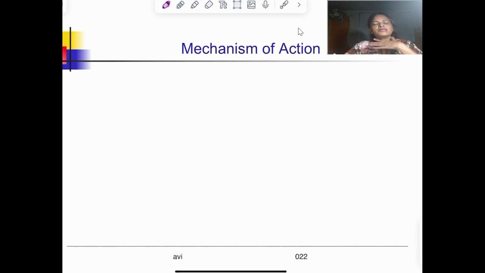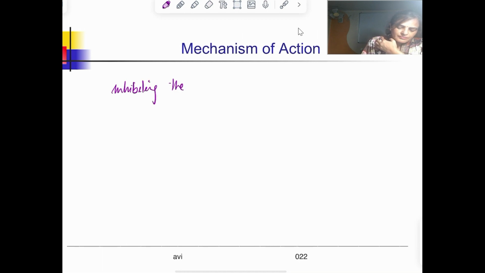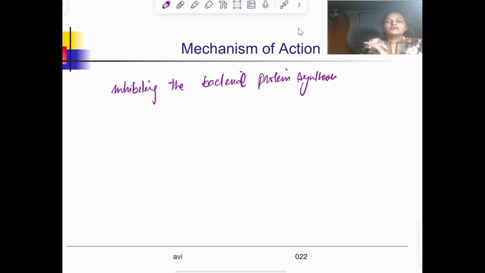If you write just this, it acts by inhibiting the bacterial protein synthesis, you will be getting the passing marks. But which step of the bacterial protein synthesis? Because multiple steps are involved in the bacterial protein synthesis. So you have to specify where exactly this group of drugs is going to act.